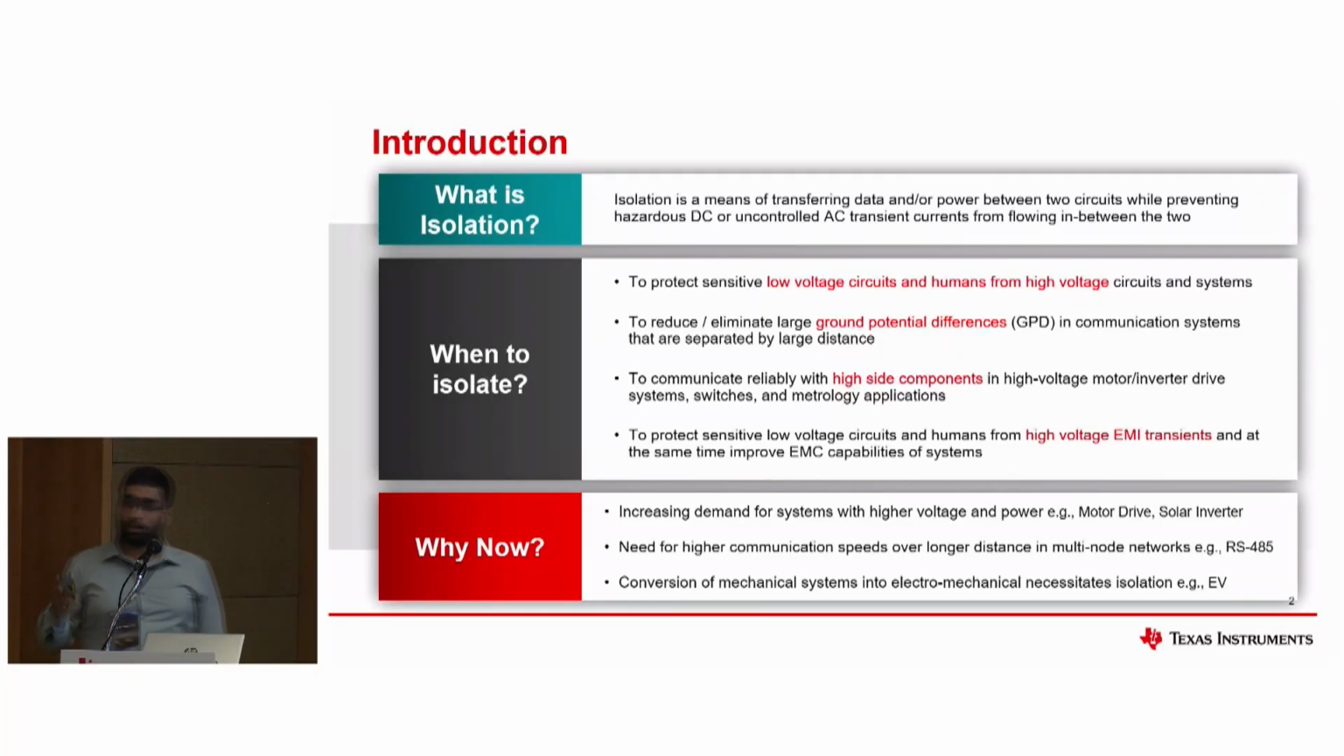The second is the ground potential difference. This particular scenario occurs in two remotely sitting nodes which are communicating with each other. Let's say we are talking about hundreds of meters or tens of meters, and in these kinds of applications, there can be a potential difference between the ground reference of node 1 and node 2. This causes a ground potential difference and a ground loop, which then reflects into your signal lines, and your signal integrity goes for a toss, especially in a high-speed environment.